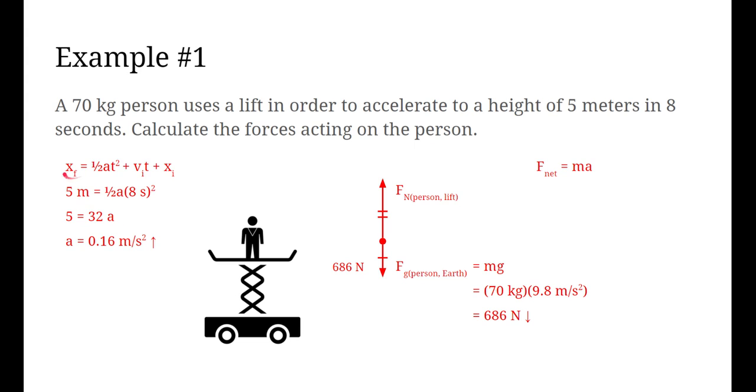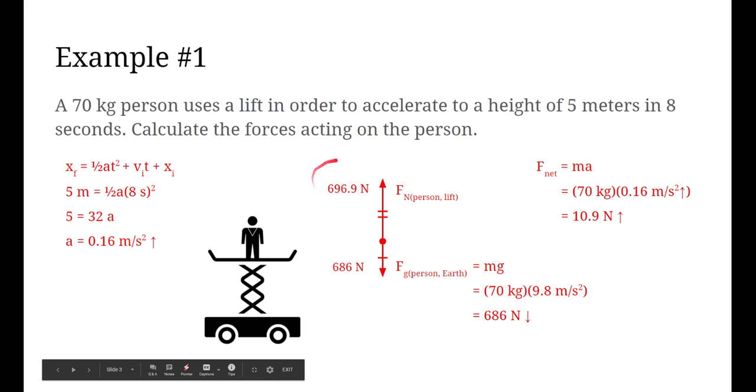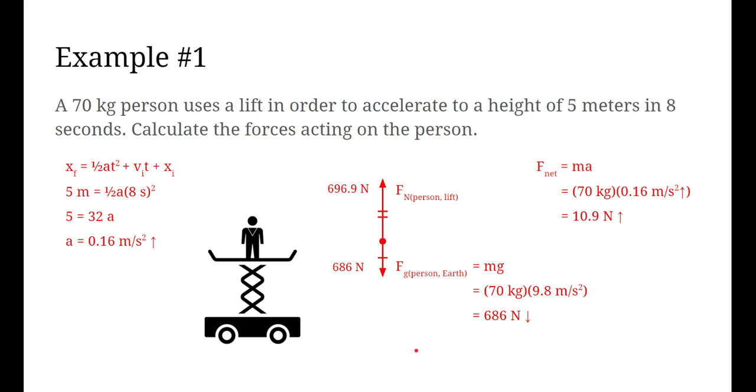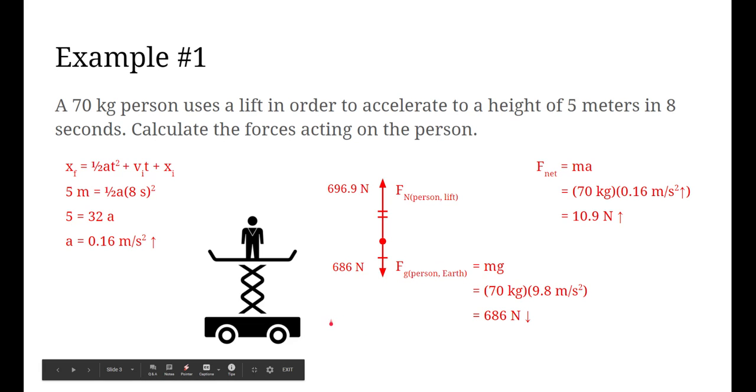And so by using this motion equation, we were able to find what the acceleration of the person has to be. And then we can take that acceleration, plug it into our net force equation, and find that the net force is 10.9 newtons, meaning that the normal force upwards needs to be 10.9 newtons stronger than the downwards force, meaning that the normal force acting on the person from the lift has to be 696.9 newtons in order to accelerate that person 5 meters in 8 seconds.